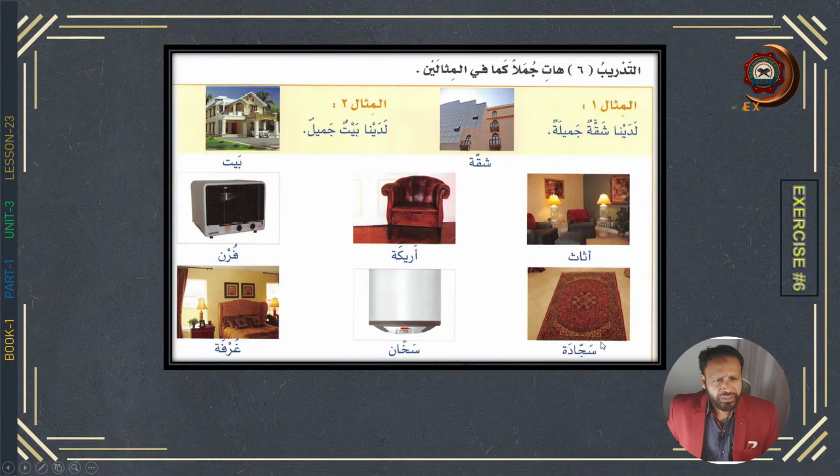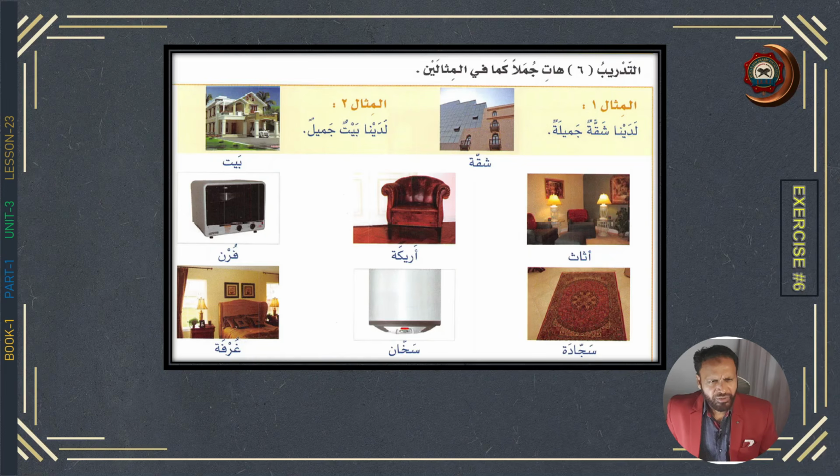Okay, tadrib number 6. Hati jumla. Give the sentence as in the mithal line and the two examples. The two examples shown: first, they have shown an apartment, ladaina shakkatan jamilatan. Second one says ladaina baytun jamilun. They are using two examples intentionally because one of them is feminine, the other is masculine.